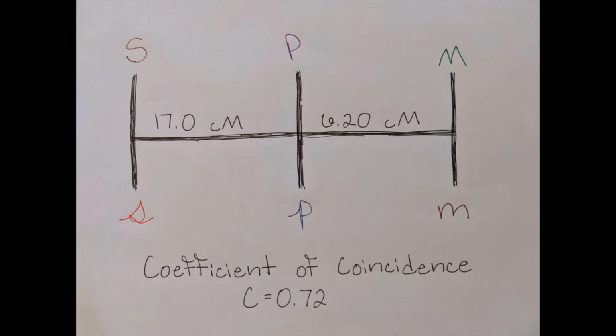In order to calculate the probability of each different phenotype produced in the F2 generation, we have to look at our genetic map. The distance is equal to the percentage of recombination between each loci. For our map, the distance between fur length and color is 17 centimorgans, and the distance between color and height is 6.2 centimorgans. The coefficient of coincidence we'll be using is 0.72.